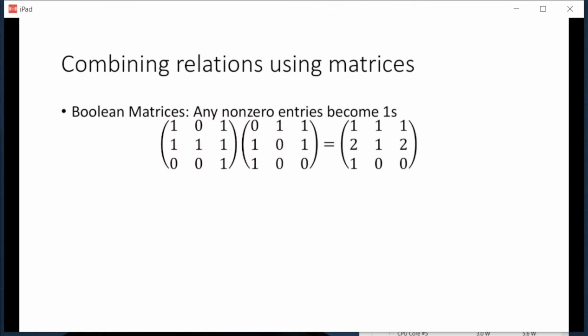That is to say that all we care about is that something is true, not how many times it's true. And so when you're thinking about adding up, instead of thinking about adding them, just think of ORing them together. So when you're multiplying and adding, you multiply and just say, is there a 1? Is there at least a 1? And so all of those 2's become 1's, and we're happy with that. And so that's what the actual composition of these 2 would be.